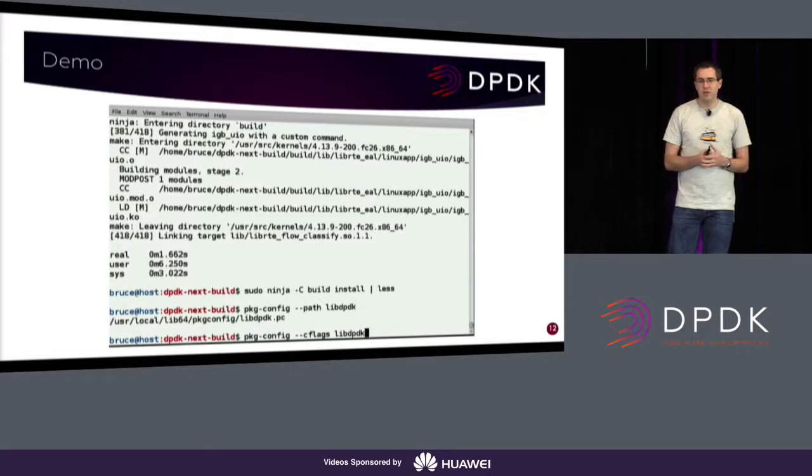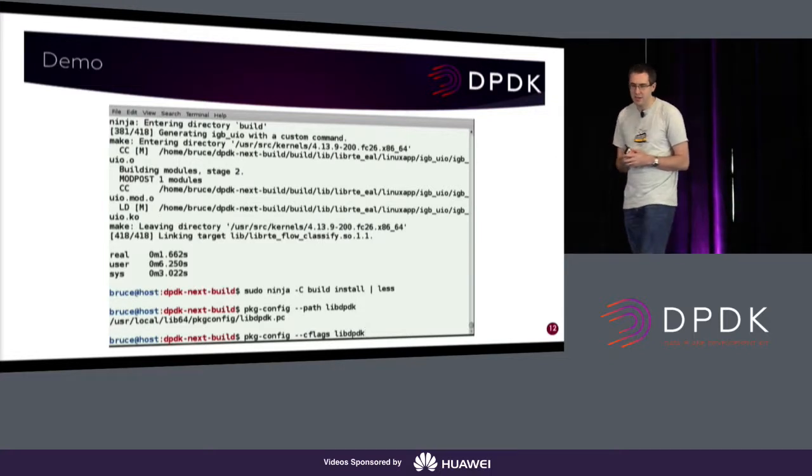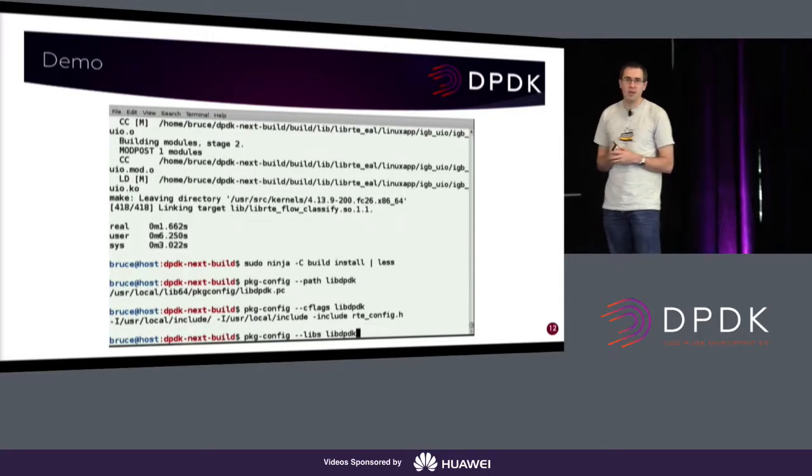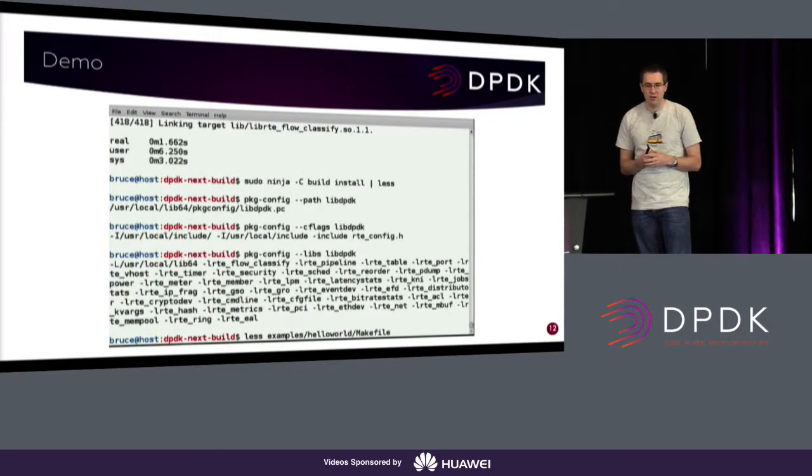So there's where our package config .pc file got put, so we can use that as a dependency inside our makefiles, so that if we change our libdpdk package, we can get a rebuild. Then the C flags for DPDK are that. You've got your user local include and your rtconfig.h, and then all your libraries that you need to link against.